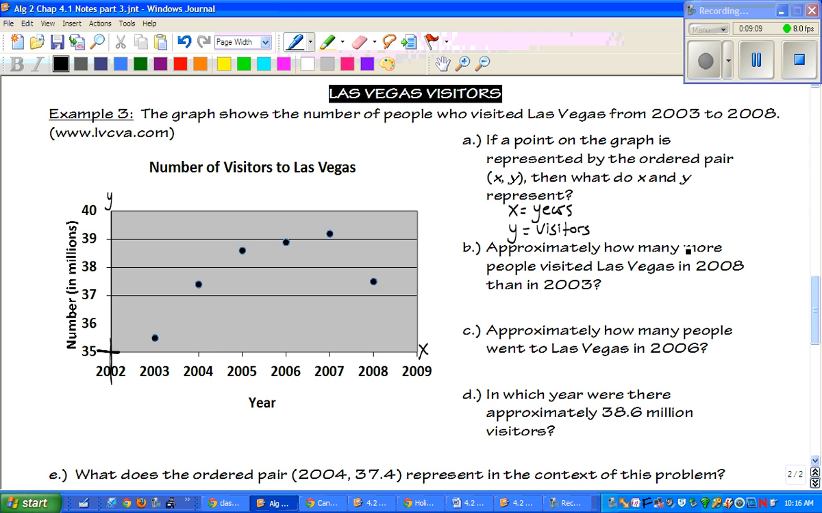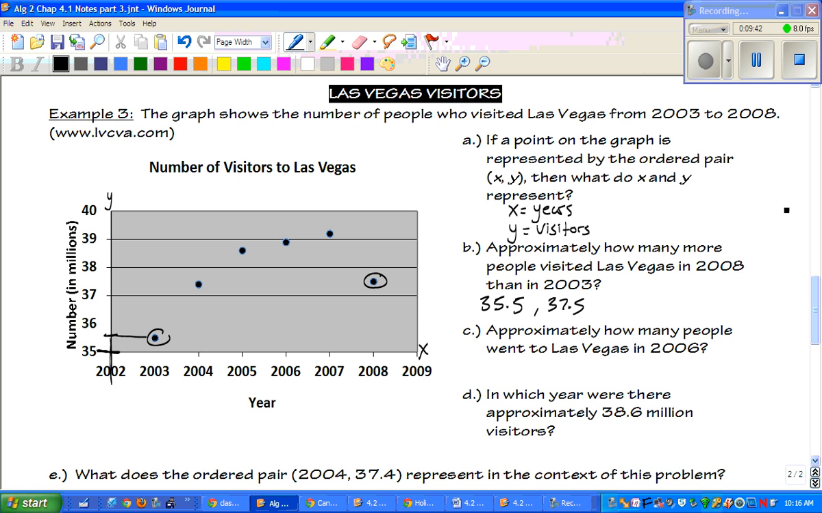So approximately how many more people visited Las Vegas in 2008 than in 2003? Okay, so 2003 is right there. We're going to call that 35.5. And 2008, which is right here, is about 37.5.